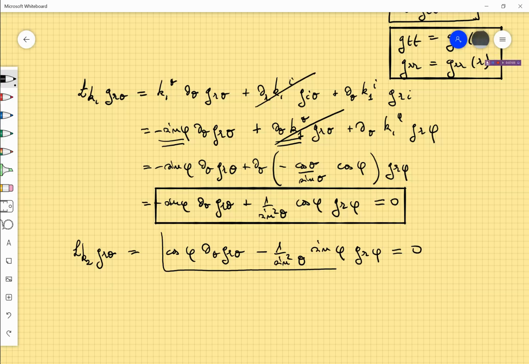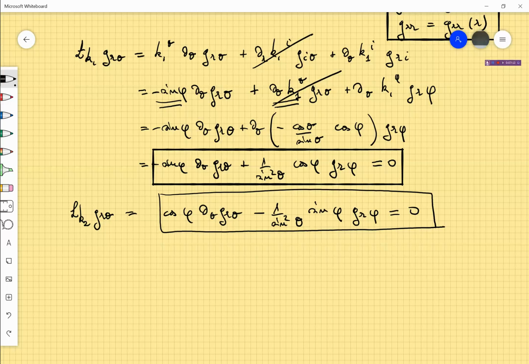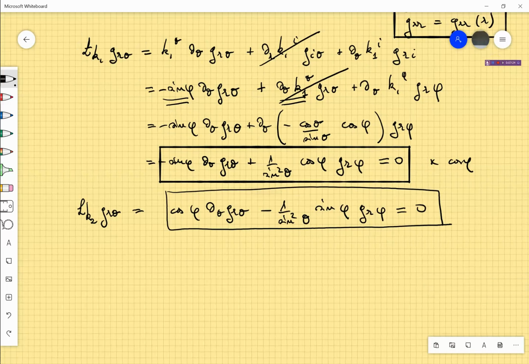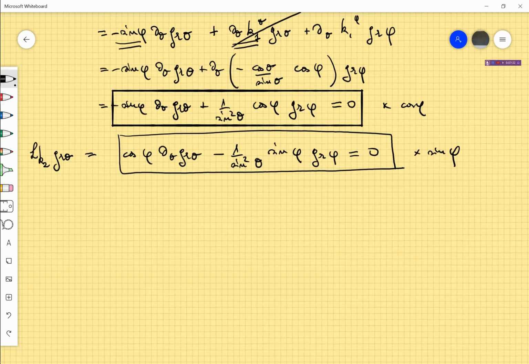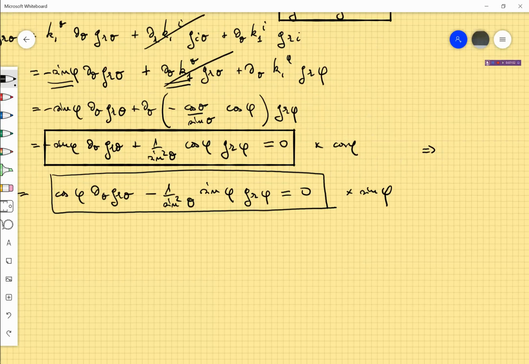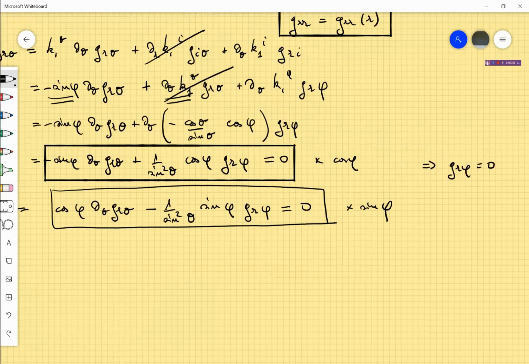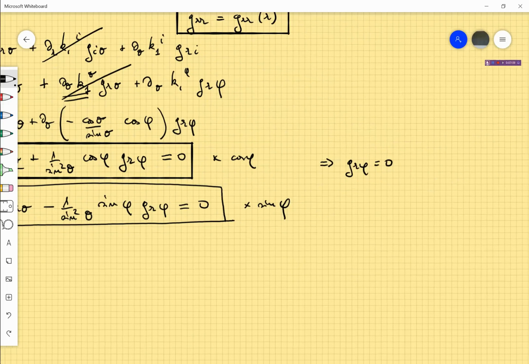This is another equation involving the same variables, but then it's obvious that if I multiply this first equation by cosine phi, and this one by sine phi, I can get rid of the derivatives, and I get something, which would be cosine square phi plus sine square phi, but I don't care very much, something finite times GR phi equal to 0, from which I conclude that the component GR phi is equal to 0. But if GR phi is equal to 0, then d theta GR theta is 0.